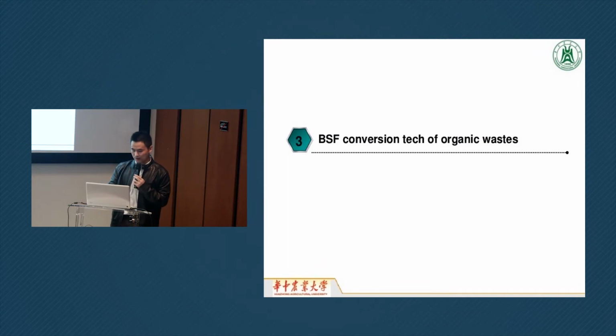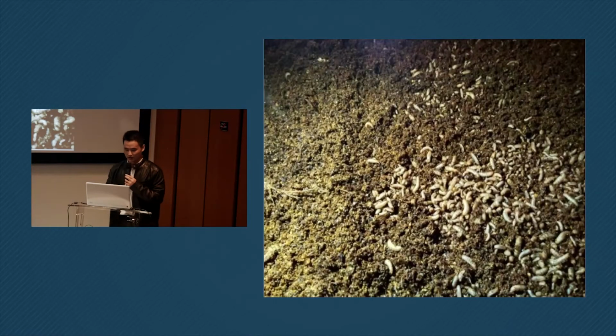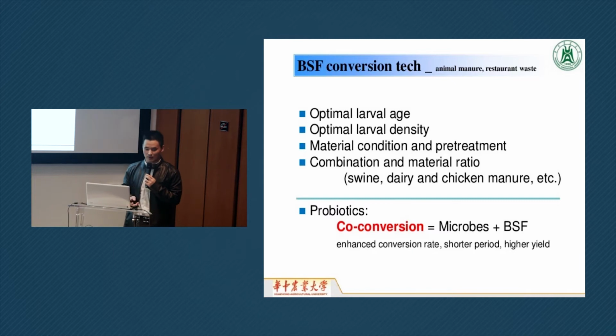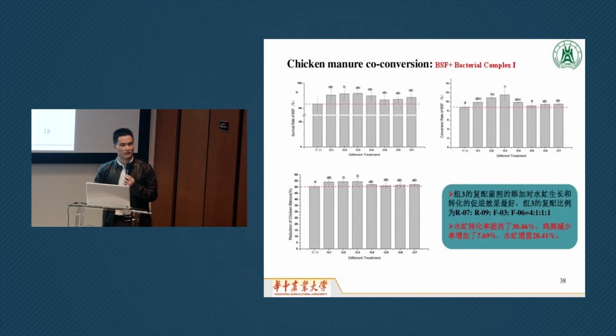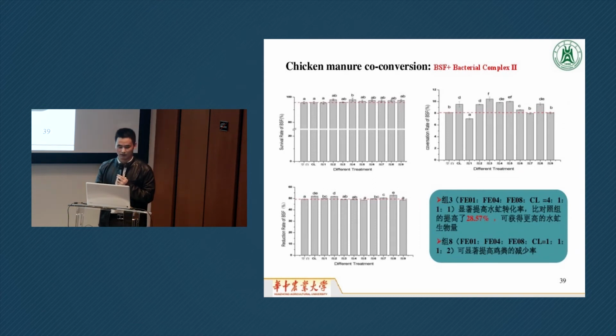The third part is about conversion techniques for organic waste using black soldier fly and microbes. Here is the picture: black soldier fly converting chicken manure. What we established is what we call co-conversion, using microbes and the black soldier fly, because we isolated protease bacteria from the material and from the gut of the black soldier fly. It can enhance the growth rate and the conversion rate, so we can get more larval biomass at the end if we inoculate with properly formulated bacteria. This figure shows it done with black soldier fly and bacteria in chicken manure.